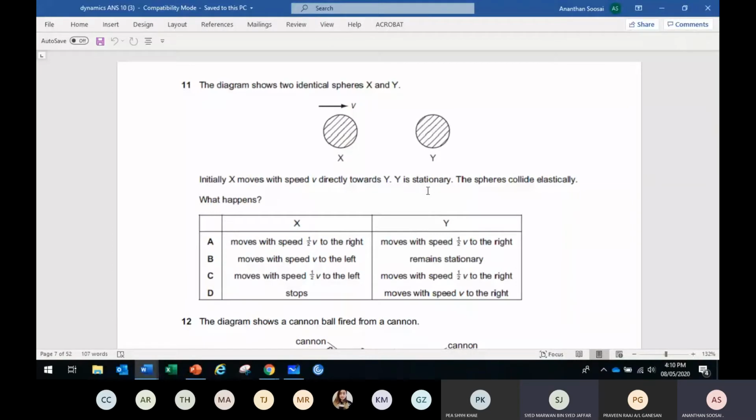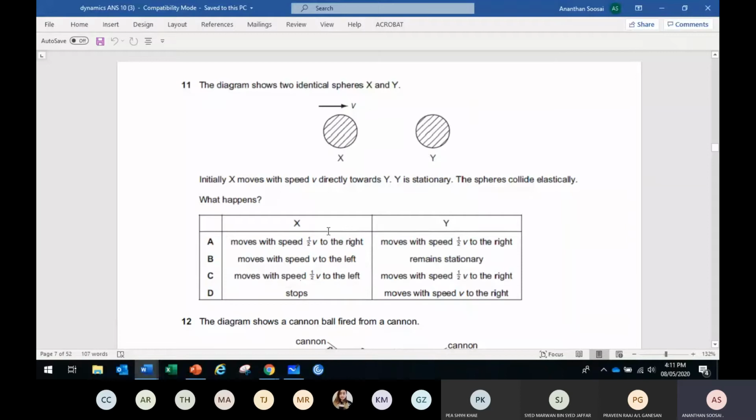So I'm receiving the answer D. Is it D? Yes, correct. This is the special case. What is the condition? The incoming one will stop, and the other one takes the same velocity as the first one. It must be an elastic collision. The mass for both of them must be the same. If the mass is different, D cannot be the answer.